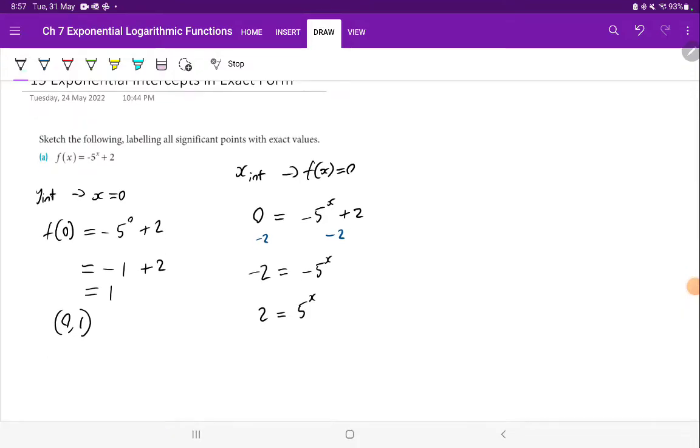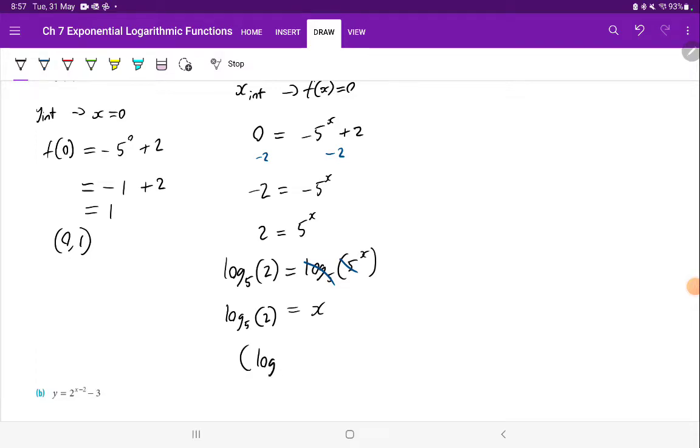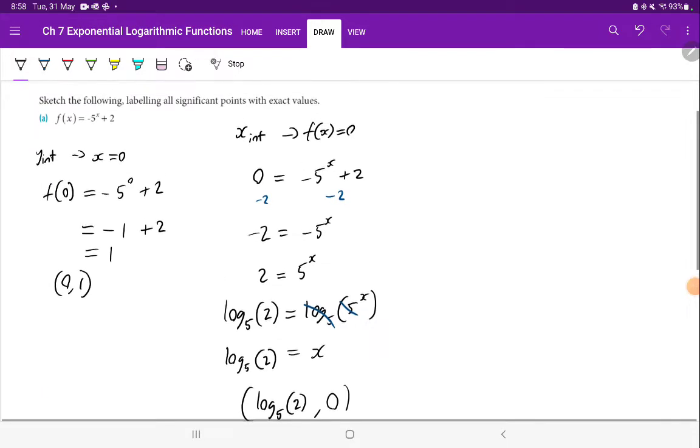Now we're going to use our log rule. So since we've got a base of 5, we use log base 5, and that's going to cancel that on the right-hand side. And we get our answer is x is equal to log base 5 of 2. So that means we've got this point here, log base 5 of 2, comma, 0. And those are our two intercepts.